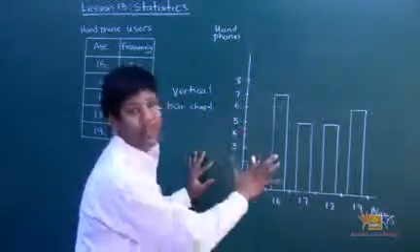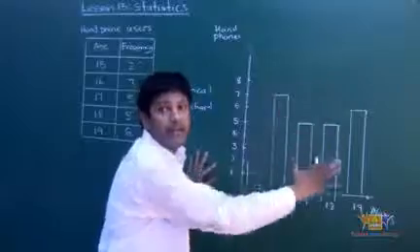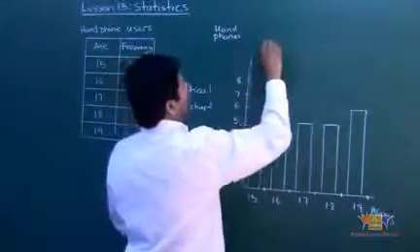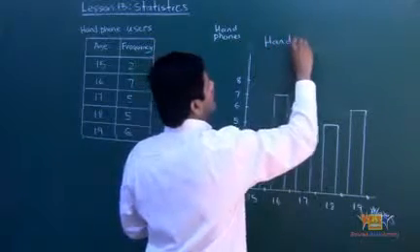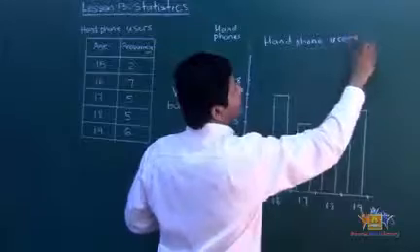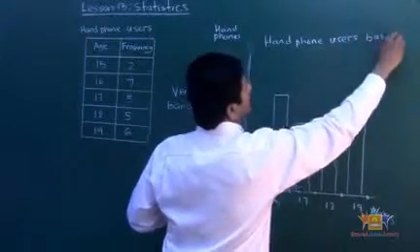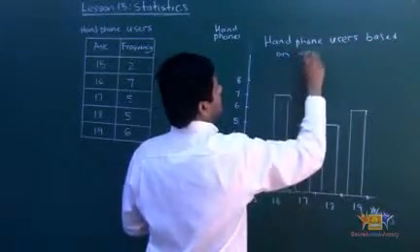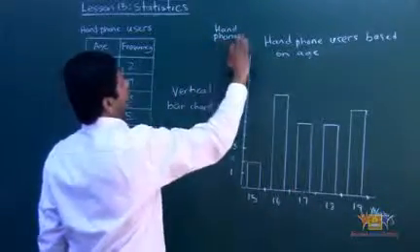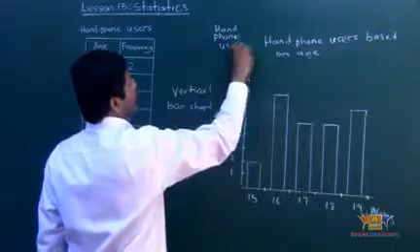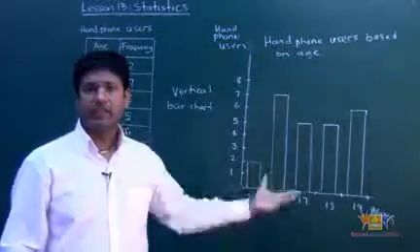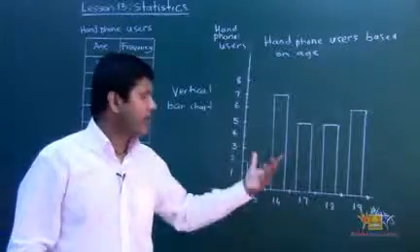Exactly, I forgot to label this. This bar chart needs to be labeled. We need to know what this bar chart represents. So we're going to say handphone users based on age. And this one is the handphone users. So the handphone users based on age, and that's what this bar chart represents.